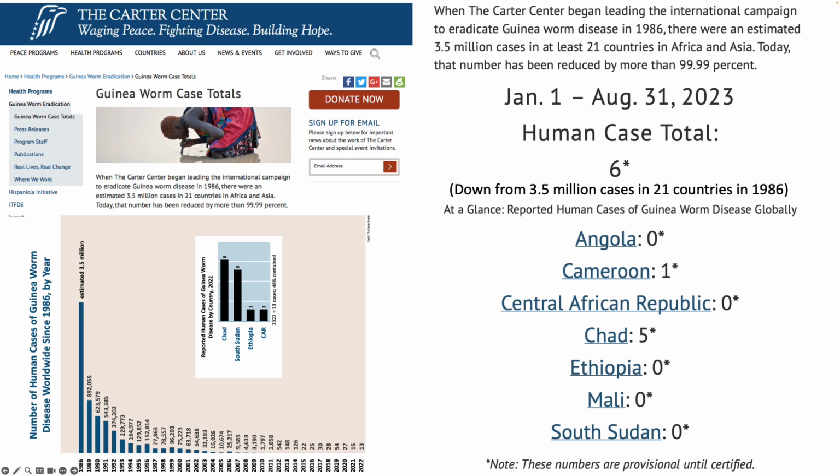It's getting very close. Between January and August of 2023, only 6 cases of guinea worm had been reported worldwide. And you can see the countries here. Some of them had 0 cases and they're still being certified as having 0 transmission. But it would appear that in 2023, guinea worm transmission is really limited only to Cameroon and Chad. Just to remind you, this is down from an estimated 3.5 million cases globally in 21 countries in 1986. So getting very close to eradication here.